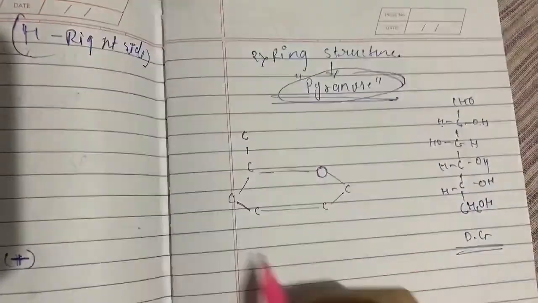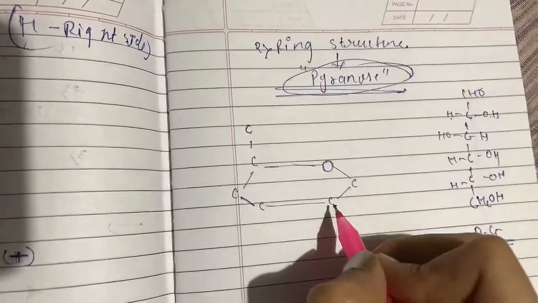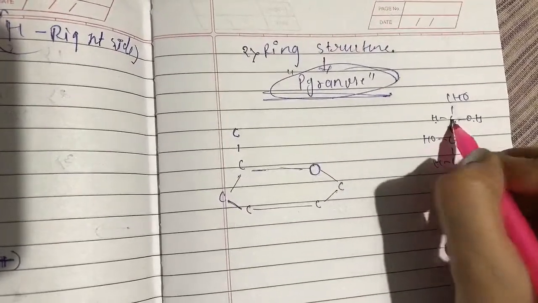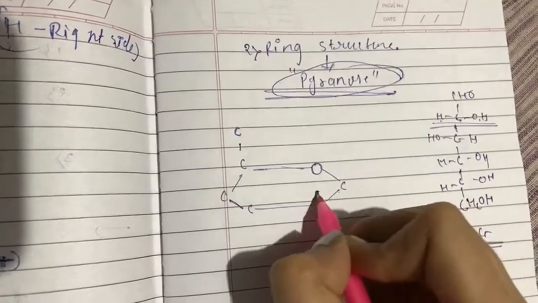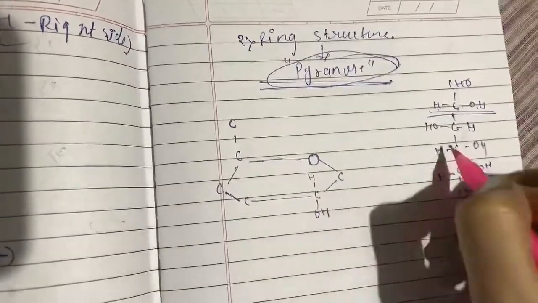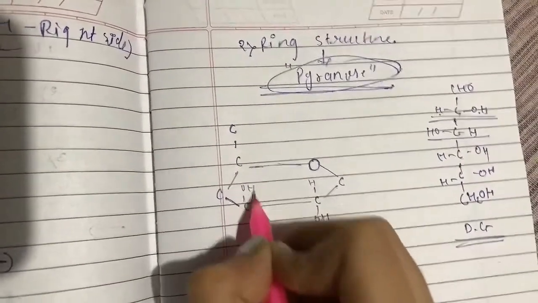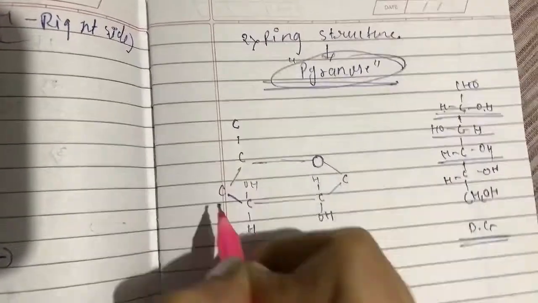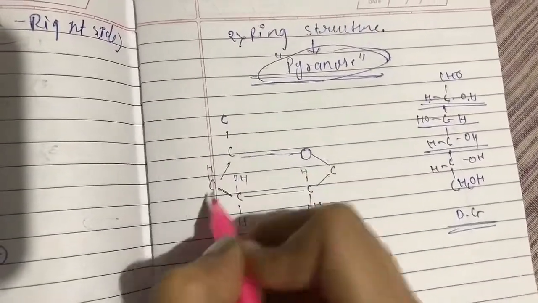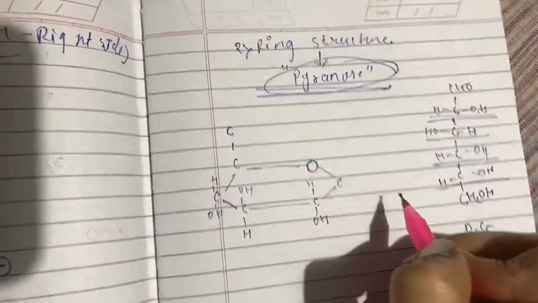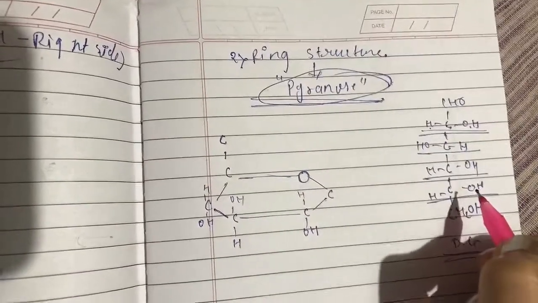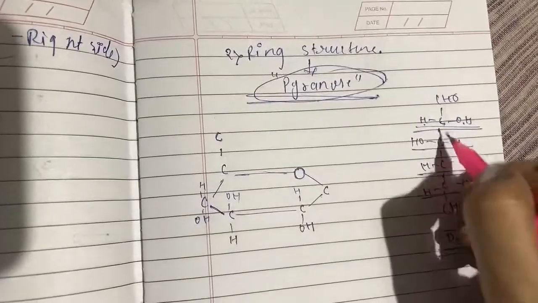So on the second carbon, this is the second carbon of dextroglucose. We'll take these elements from here. H and OH simply will put over here. Similarly, from the third carbon, we'll place OH and H over here. From the fourth, we'll place H and OH over here. From the fifth, we'll place H and OH over here. 2, 3, 4.